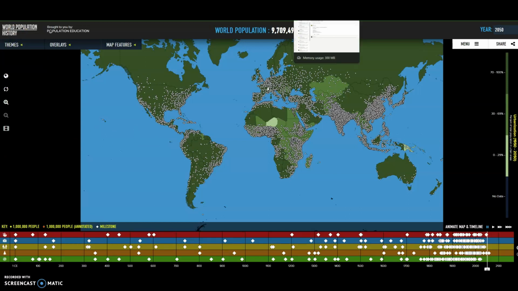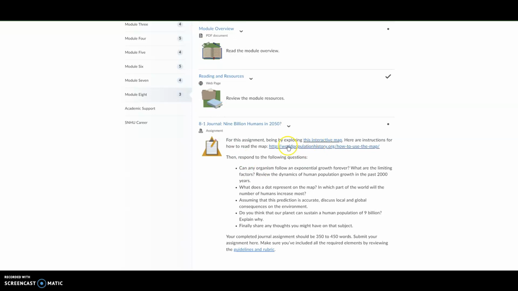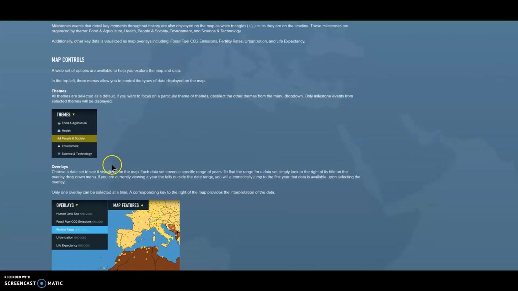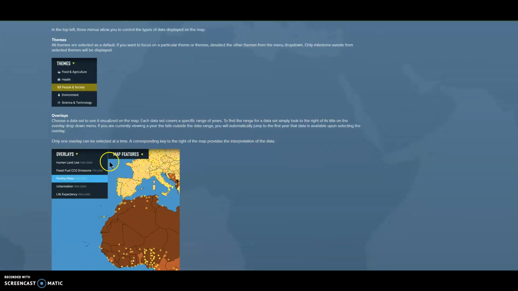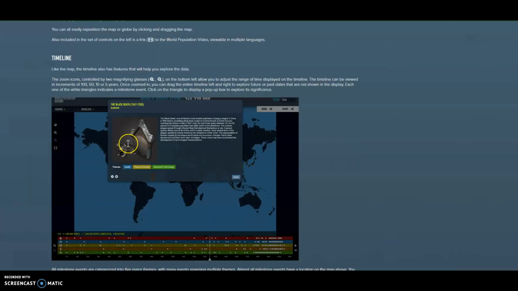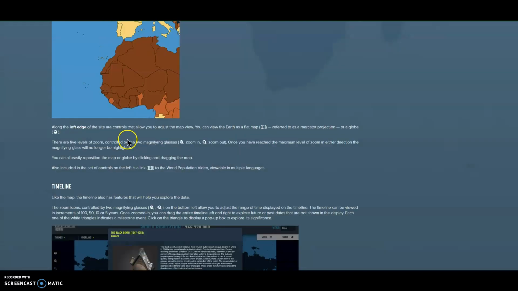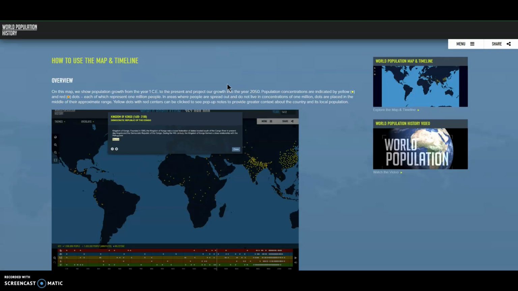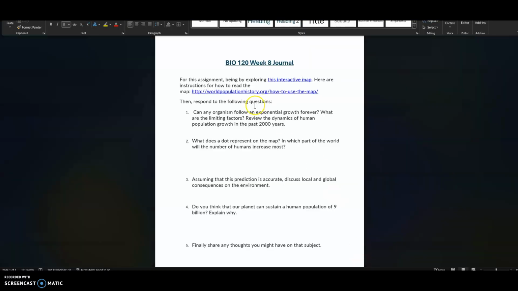But anyways, the link on how to read the map is right here. If you click on that, this will give you the overview of how to control it, what all the overlays mean, how to toggle back and forth, looking at the timeline. So all of those things. Make sure that you go through this before you attempt to answer the questions that are in the Word document. After you have looked at the map and learned how to read it, then you're going to answer these questions.